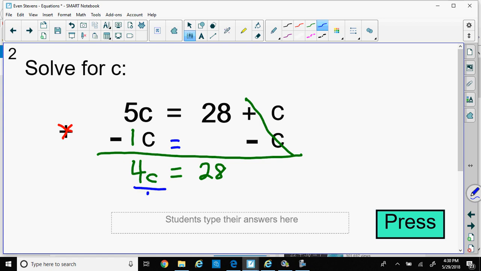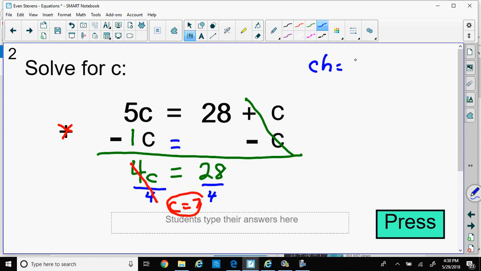So divide by 4, both sides, because what that does, it cancels out the coefficient, leaving us with the variable we're interested in. And now 28 divided by 4 is 7. So our answer would be C is equal to 7. But we can check that to make sure that we are correct.